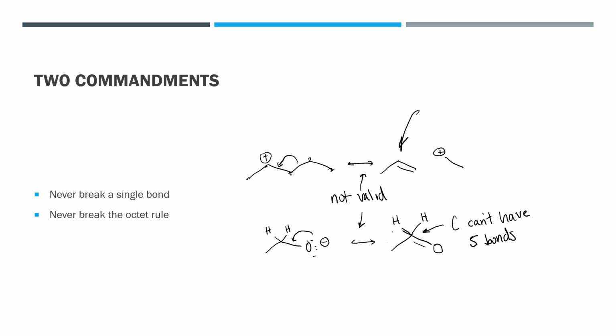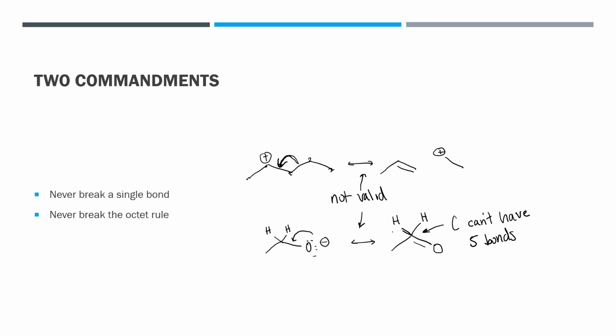So you can see here, in this first example that I gave, we're breaking a single bond. We're taking the electrons in this bond and moving them over to form a double bond, right? That's not a resonance structure. At this point you've broken the structure into 2 different molecules. That's not resonance. The molecule is not a hybrid of 2 smaller molecules. So you can never break a single bond with resonance structures.